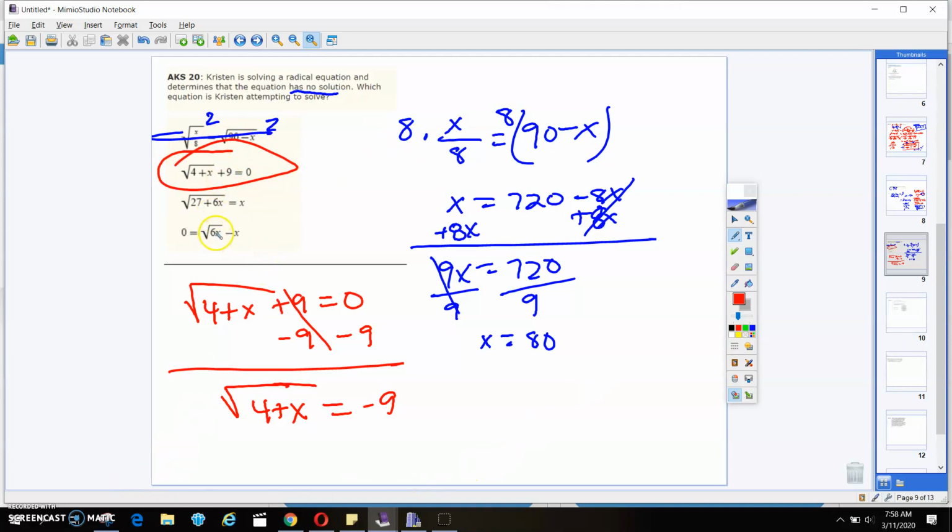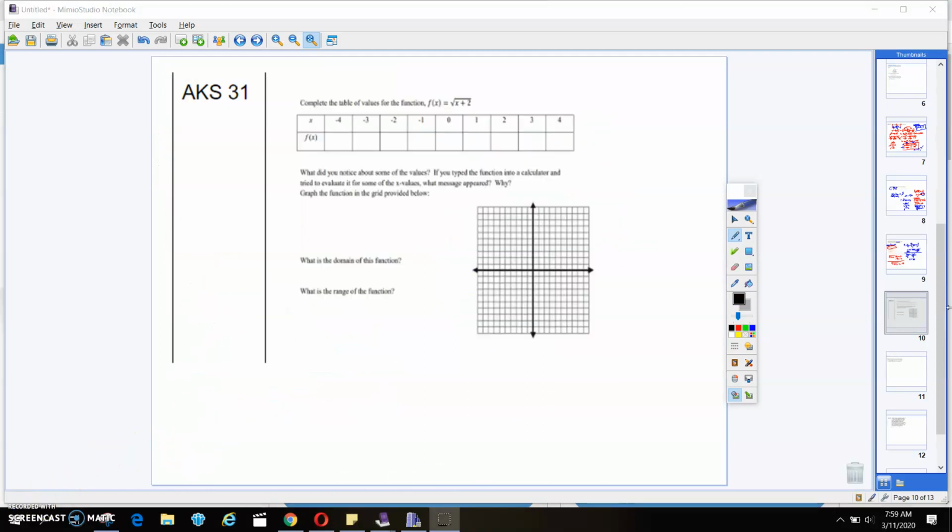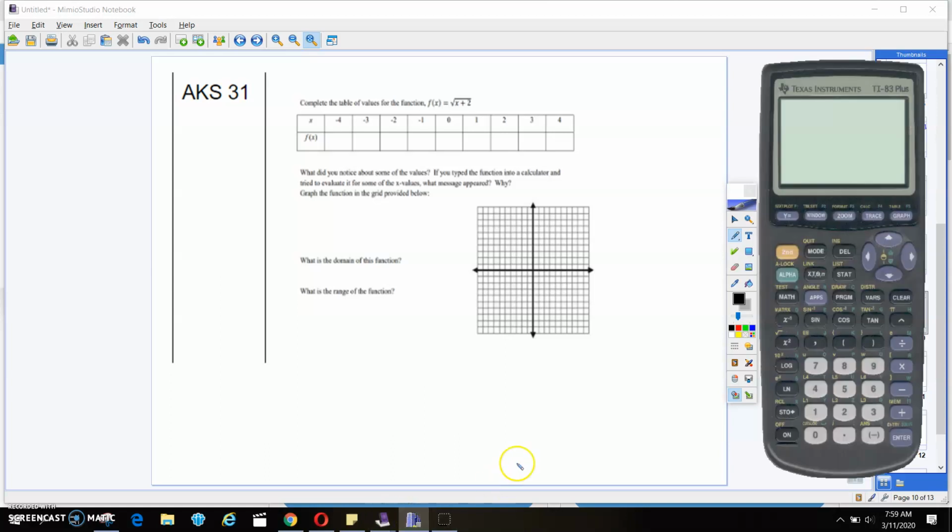Now, you could do the other two, that's fine, but I'm telling you right now, that's the answer you're going to get. All right, so this is AKS 31. Okay, so this is really just key features, as well as completing tables and stuff like that. So what you're going to do on this one is go into your calculator. You're going to go to the y equals button. And you're going to type second x squared, x plus 2, close parentheses. And you're going to hit second graph to pull up the table.